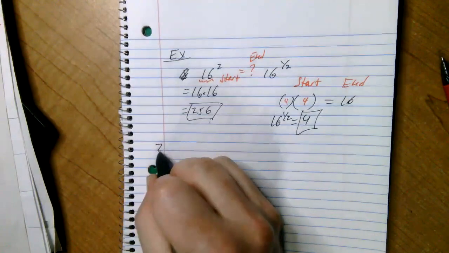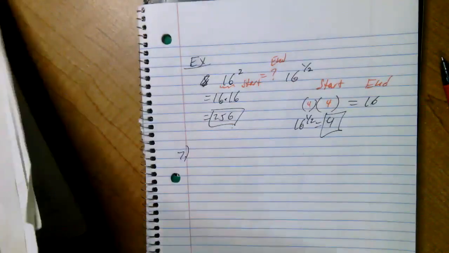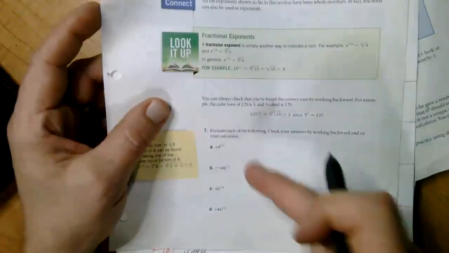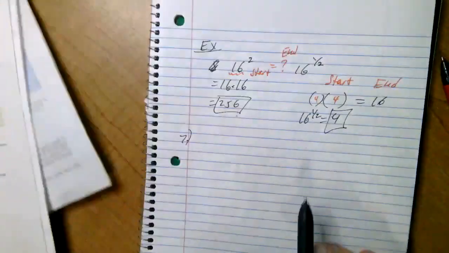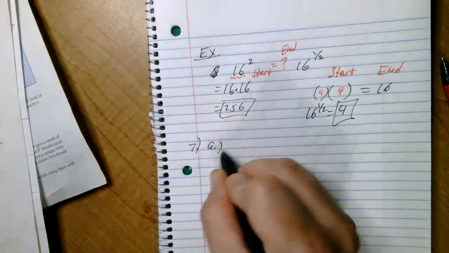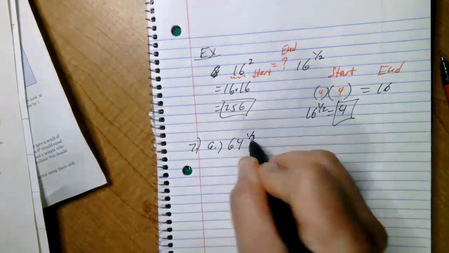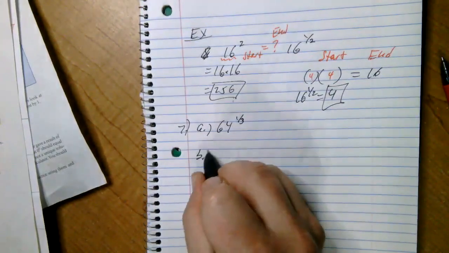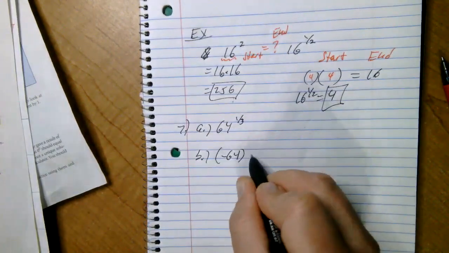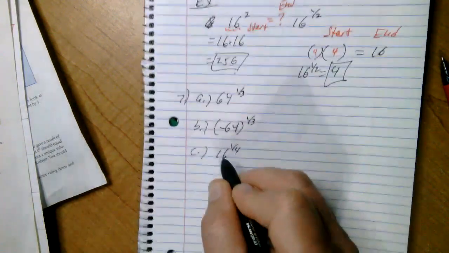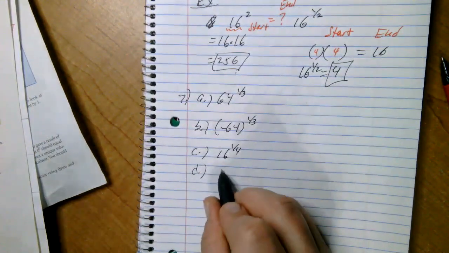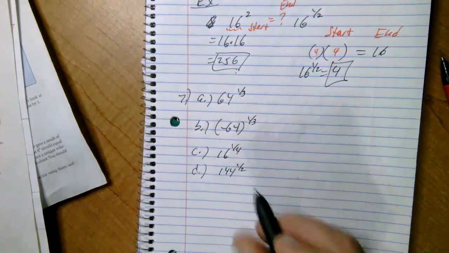Okay, so let's check this out. There's just a bunch of problems where they want you to evaluate each of the following, check your answers, and you can use a calculator on these as well. So if I gave you 64 to the 1/3, B, I'm just writing them all down so I can see. Negative 64 to the 1/3. C is 16 to the 1/4. And D is 144 to the 1/2.